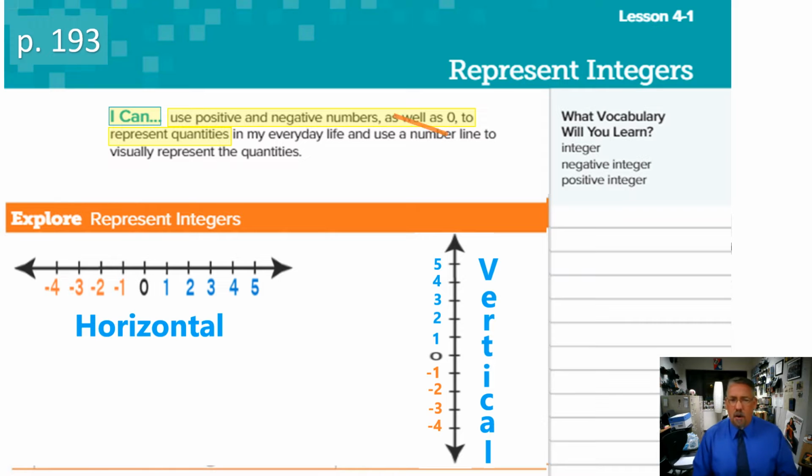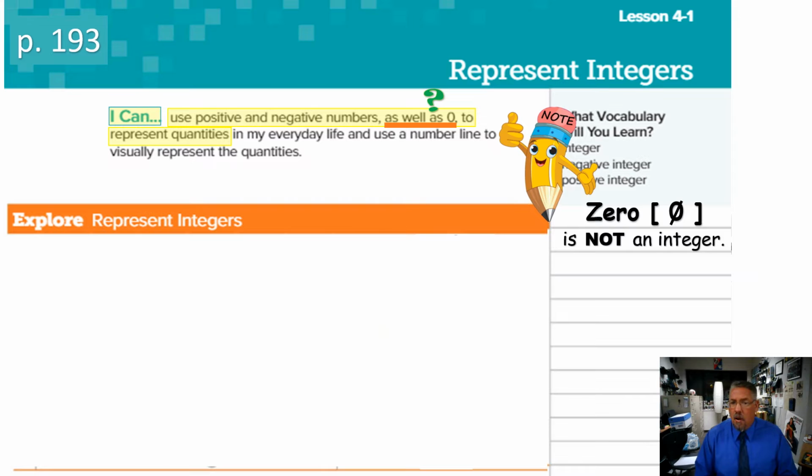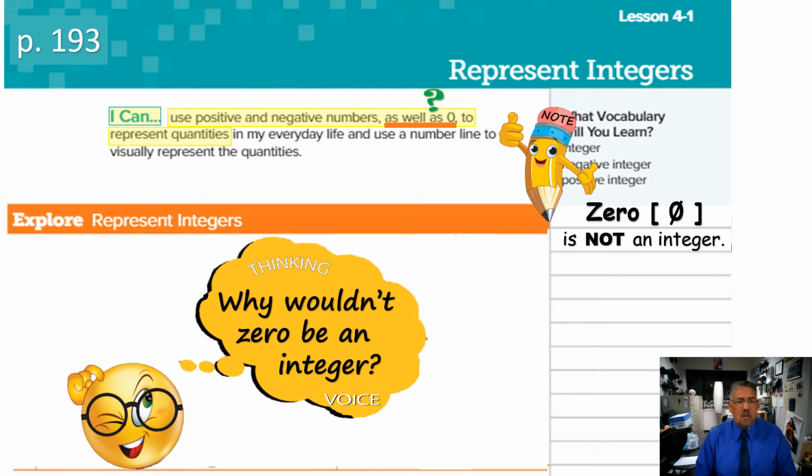Now that seems worded a little weird, don't you think? It says as well as zero. Well, what's wrong with zero? Zero didn't do anything to anyone. Well, one of the notes I would like you to write down is that zero, the number zero, is not an integer. Now I'll explain that as we go along, so hopefully you understand exactly what an integer is. But when it comes to integers, we need to understand, well, why is zero not an integer?